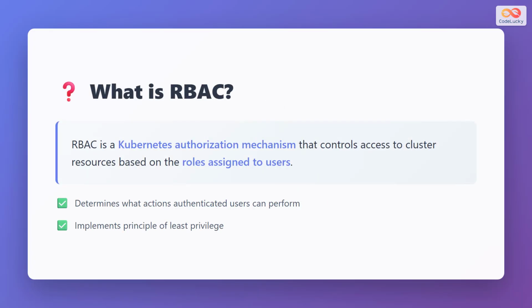RBAC is a Kubernetes authorization mechanism that controls access to cluster resources based on the roles assigned to users. Once a user is authenticated and identified, RBAC determines what actions that user can perform. It implements the principle of least privilege, meaning users only get the minimum permissions they need to do their job.